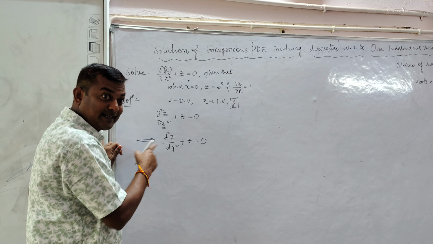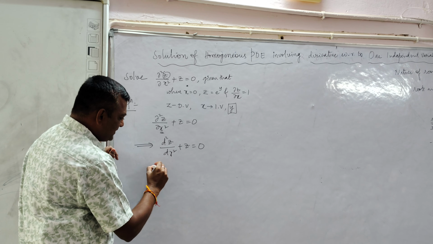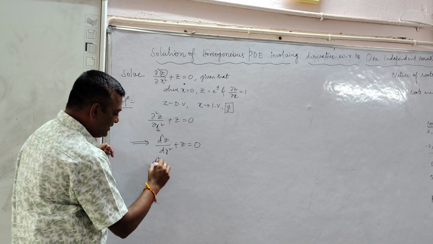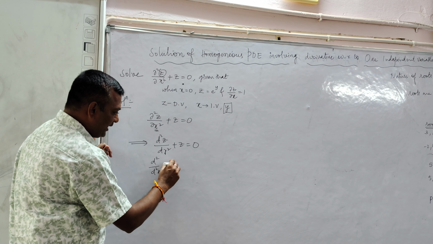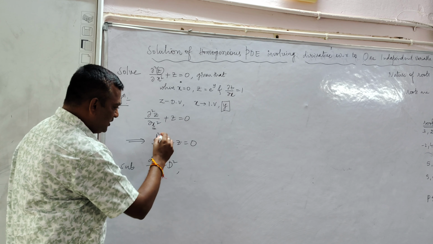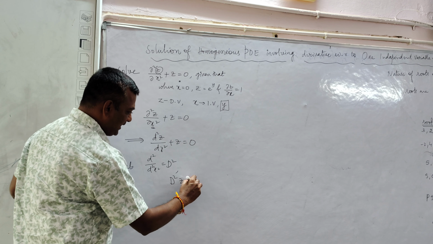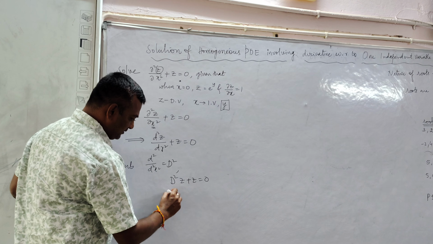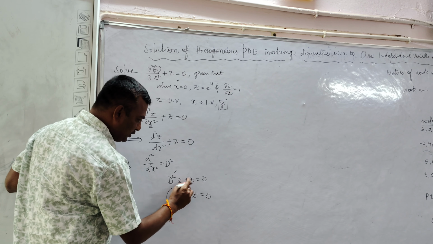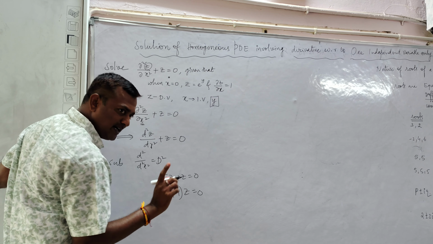This will become d²z/dx² + z = 0. We already know the standard form from the previous example, right? We substitute d²/dx² equal to capital D², as we did in the last example. Then it will become D²z + z = 0. This becomes (D² + 1)z = 0, taking z common. Now this is the standard form.